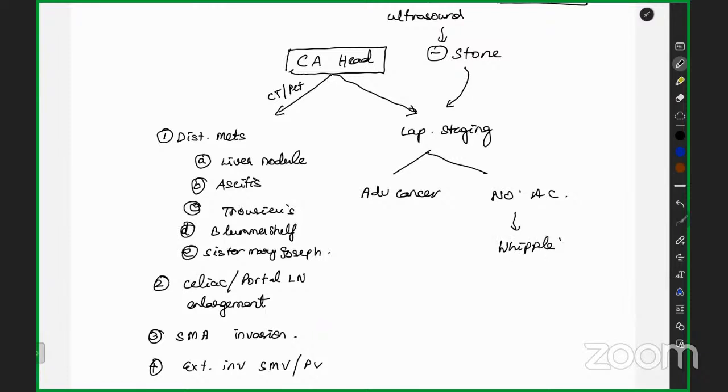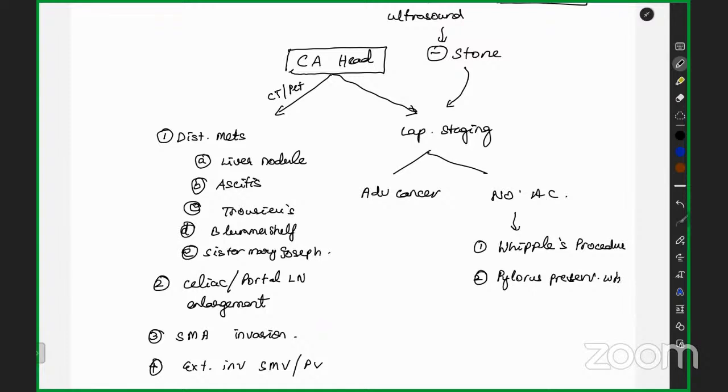So what is Whipple's procedure? It is a pancreatico-duodenostomy, and then you perform a pancreatico-jejunostomy. So it is a mixture of pancreatico-duodenostomy and pancreatico-jejunostomy. Then this is going to be a Whipple's procedure. Second thing I can do is go for a pylorus preserving Whipple.